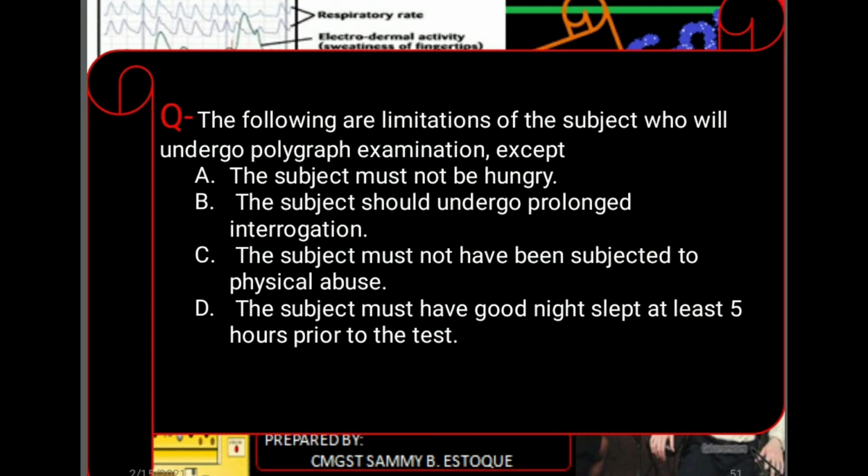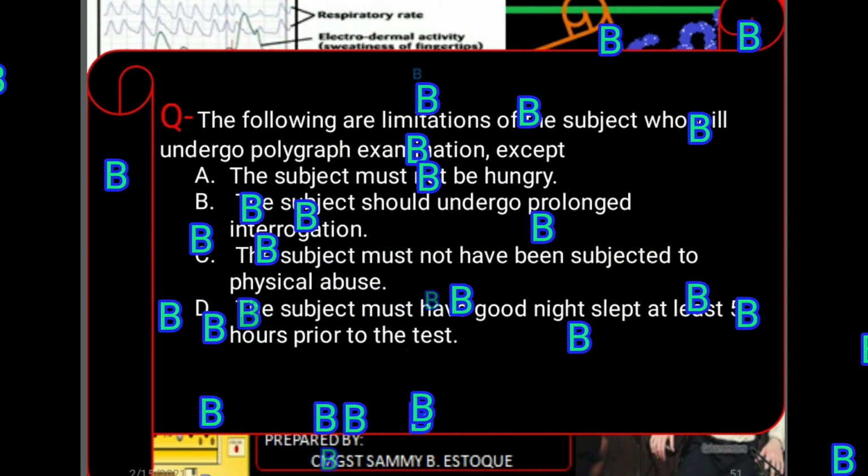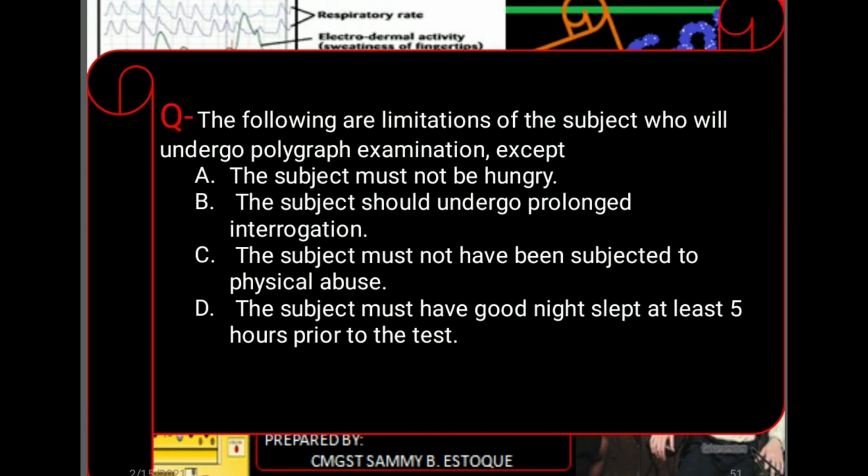The following are limitations of the subject who will undergo polygraph examination, except: First, the subject must not be hungry. Bravo, the subject should undergo prolonged interrogation. Charlie, the subject must not have been subjected to physical abuse. Delta, the subject must have a good night's sleep of at least 5 hours prior to the polygraph examination. So, alin dyan ang hindi isa sa limitations? Yan po ay Bravo. Dapat po dyan, the subject should not undergo prolonged interrogation.